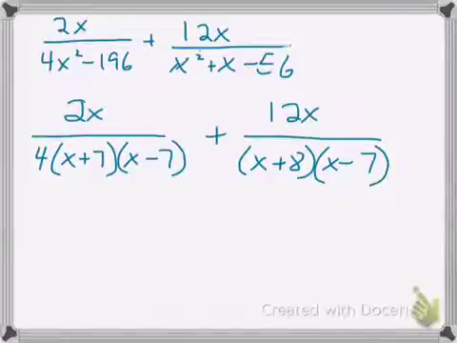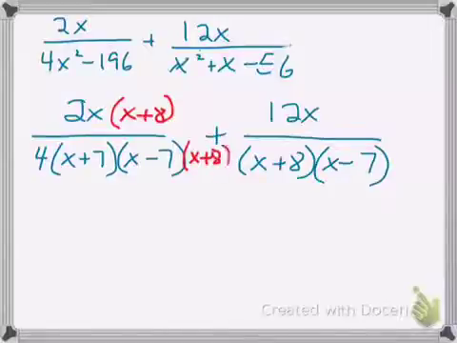So I've got a mess here, don't I? I've got to make my denominators the same. What's missing on the left side if my denominators are going to be the same? X plus 8 is missing. So I need an x plus 8 and an x plus 8. What's missing on the right? A 4 and an x plus 7.